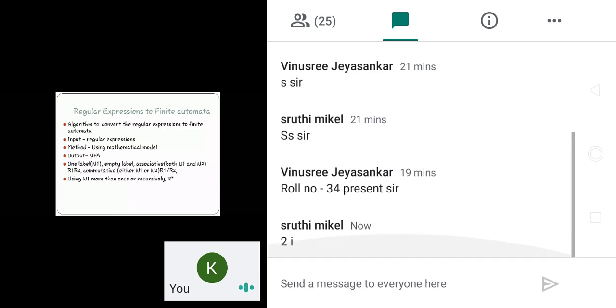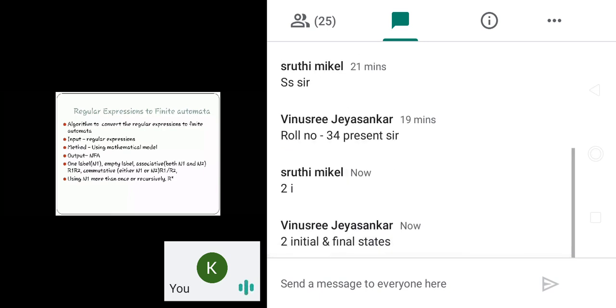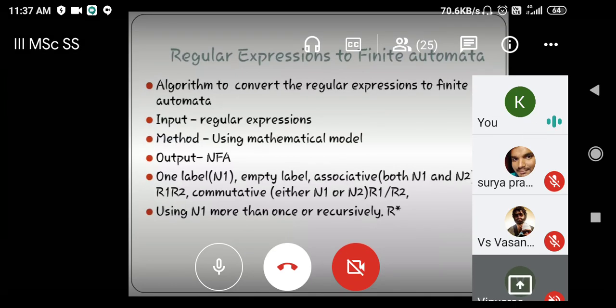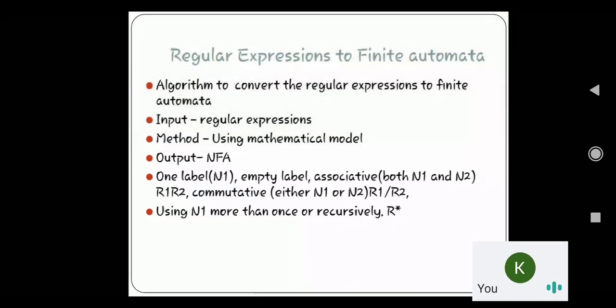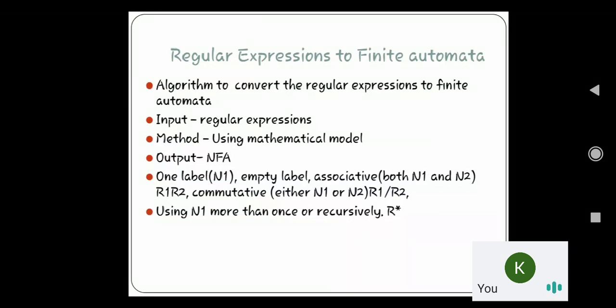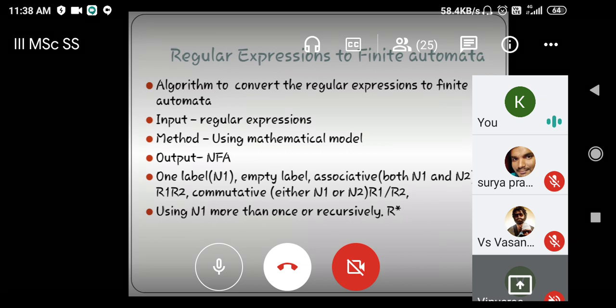A total of two initial states and two final states. Both Shruti and Vinusri have answered it. Yes, that's the right answer. Because for NFA1 you have one initial state, and for NFA2 you have one more initial state. So 1 plus 1 is 2. And for NFA1 you have one final state, and for NFA2 you have another final state. Together you have two final states. So a total of two initial states and two final states will be there in this associative law.